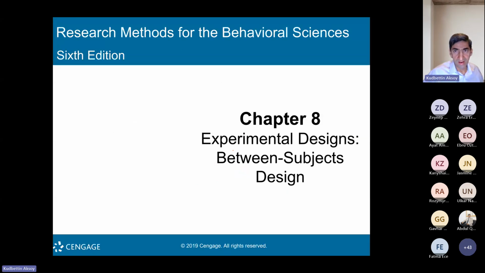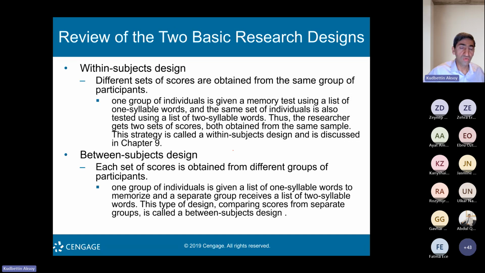Right, so in chapter 7, we tried to define the experimental design. In chapter 8, we're going to tell you about one of the two ways you could have an experiment: between subjects. So there are two. One of them is within, in chapter 9, and between is chapter 8, what we're going to learn. So within is one group of individuals given a memory test using a list of one-syllable words, and the same set of individuals also tested doing so.